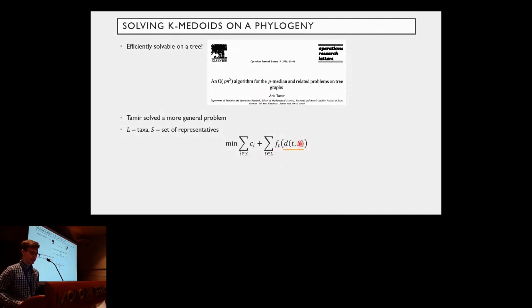This distance from taxon to the closest representative is what we had before. Now we have two more components in here. Every taxon can have an associated cost of it being selected as a representative. And also, very importantly, we have this transformation function f here, which can be unique to every taxon. The only condition on the function is that it needs to be non-decreasing.